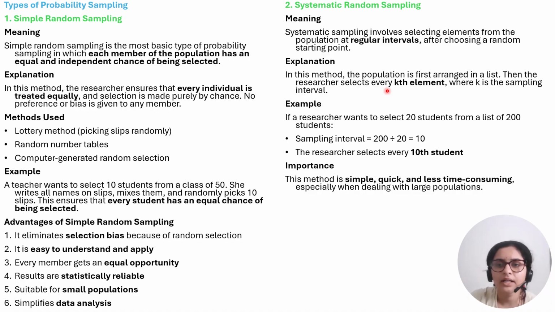If a researcher wants to select 20 students from a list of 200 students, the sampling interval is 200 divided by 20, that is 10. So the researcher will select every 10th student.